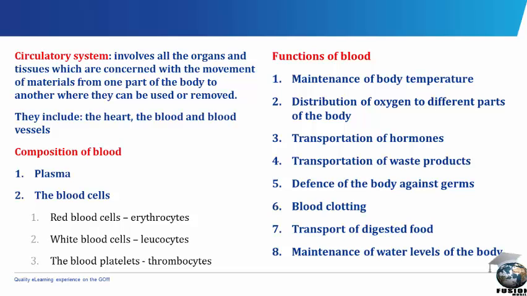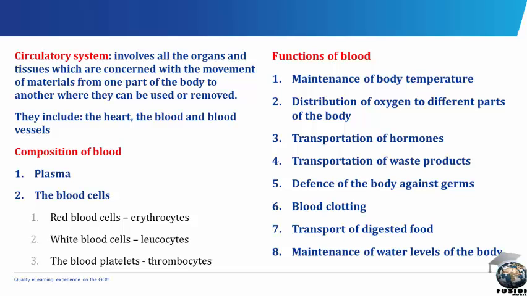Now, the circulatory system. The circulatory system involves all the organs and tissues which are concerned with the movement of materials from one part of the body to another, where they are either used or removed. These organs and tissues include the heart, the blood, and the blood vessels.